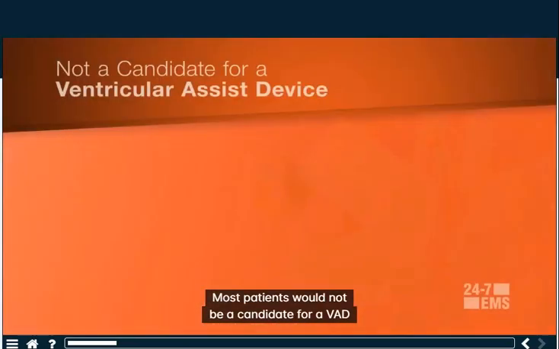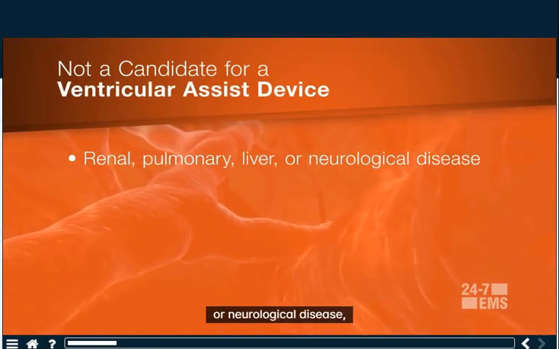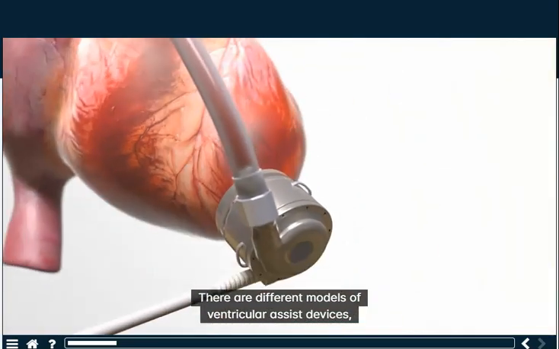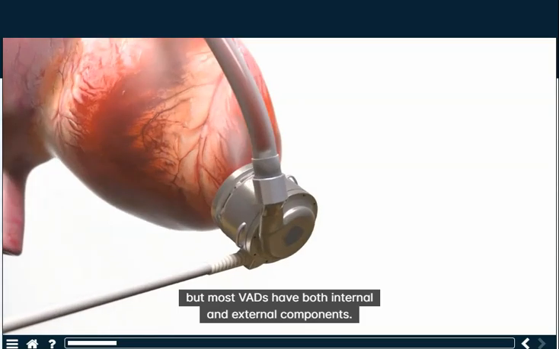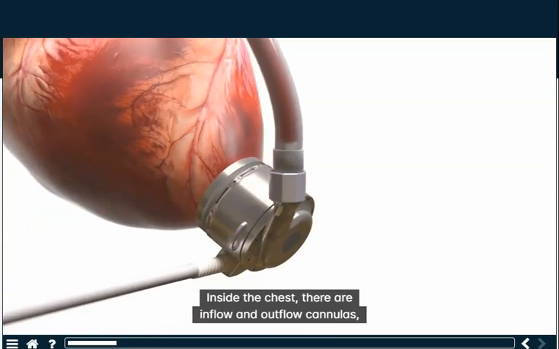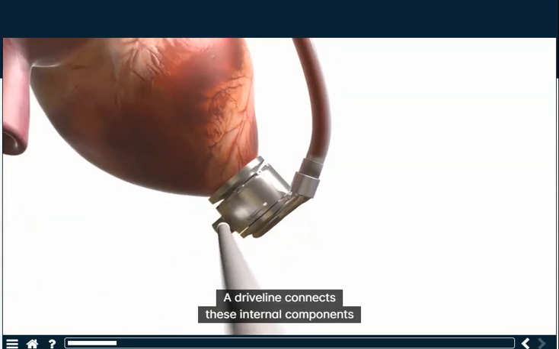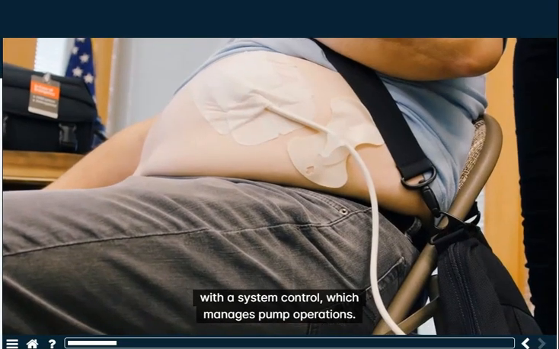Most patients would not be a candidate for a VAD if they have renal, pulmonary, liver, or neurological disease and/or bleeding or clotting disorders. There are different models of ventricular assist devices, but most VADs have both internal and external components. Inside the chest, there are inflow and outflow cannulas and a prosthetic pump. A driveline connects these internal components with a system controller, which manages pump operations.